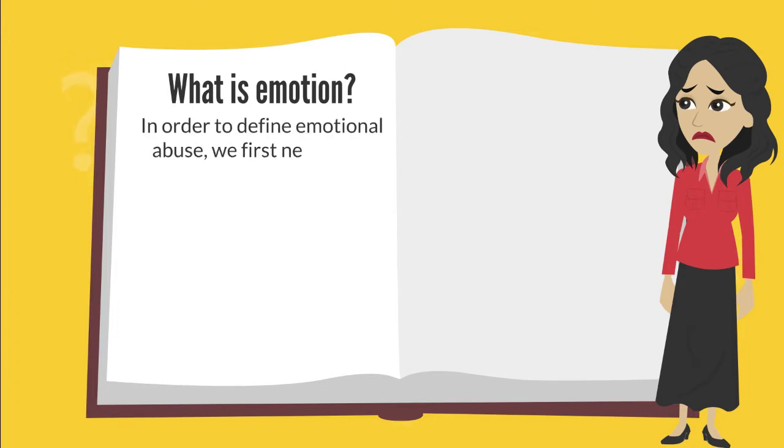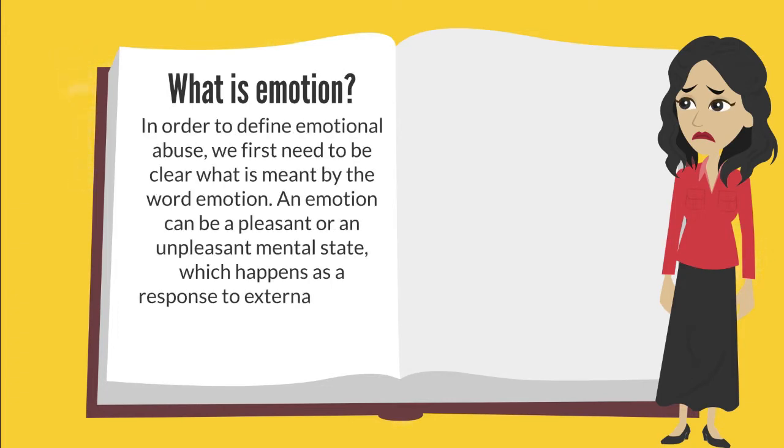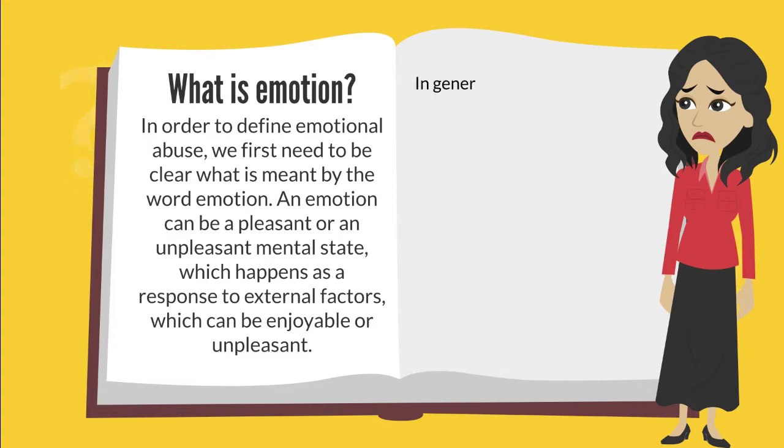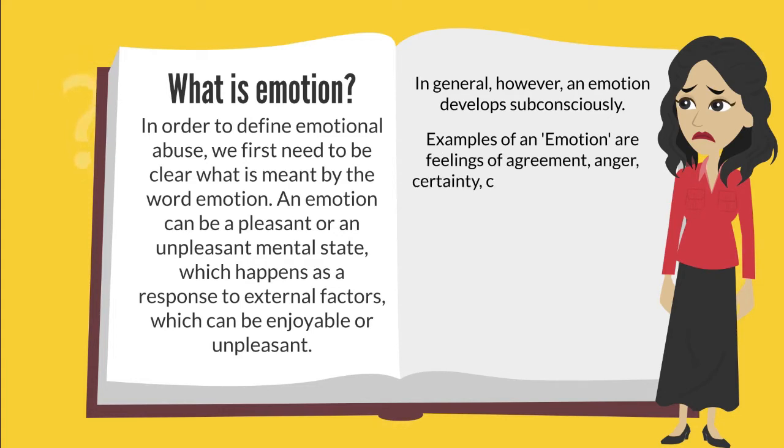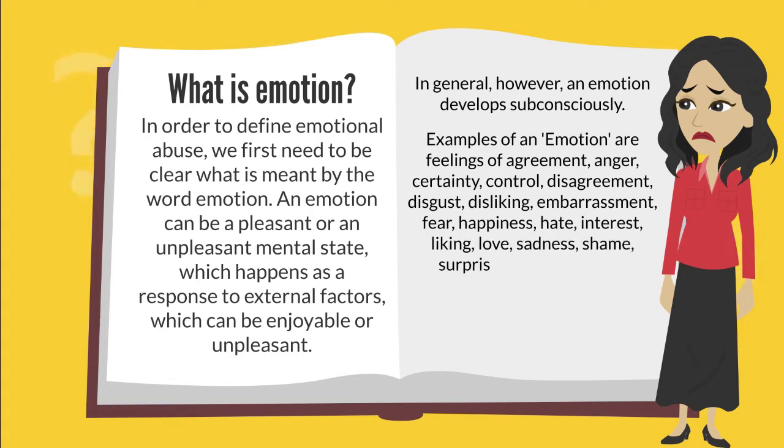In order to define emotional abuse, we first need to be clear what is meant by the word emotion. An emotion can be a pleasant or an unpleasant mental state, which happens as a response to external factors, which can be enjoyable or unpleasant. In general, however, an emotion develops subconsciously. Examples of an emotion are feelings of agreement, anger, certainty, control, disagreement, disgust, disliking, embarrassment, fear, happiness, hate, interest, liking, love, sadness, shame, surprise and uncertainty.